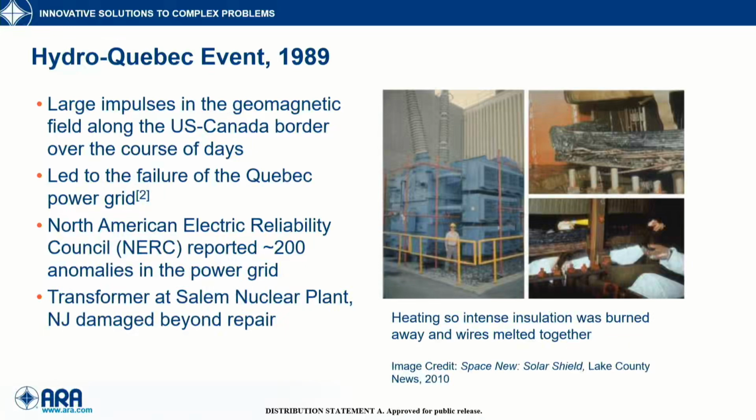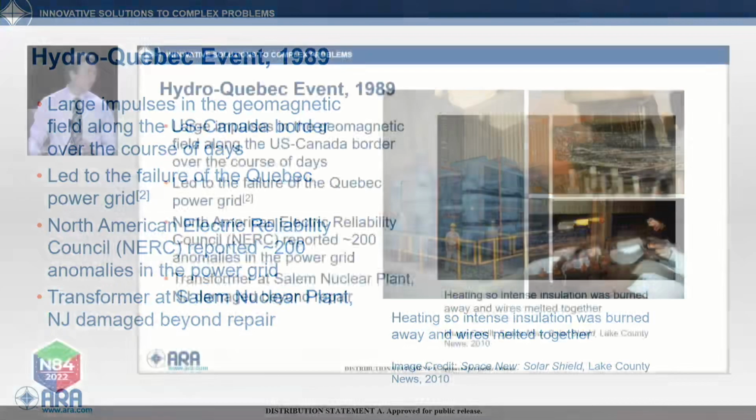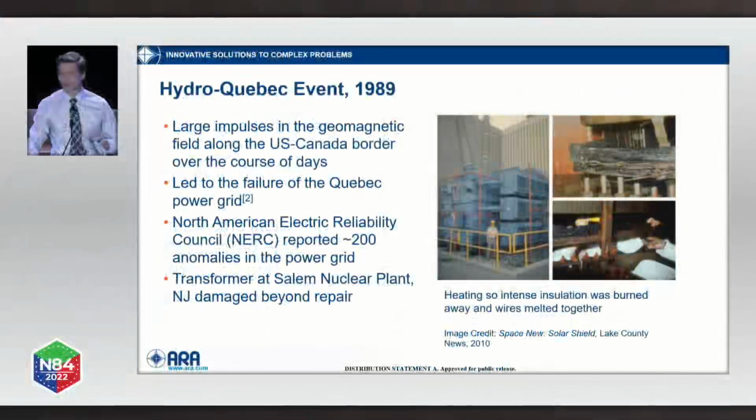And so this resulted in large currents being driven on these transmission lines, and actually tripped a lot of circuit breakers that were handled in the grid in the Quebec area, and the entire city was without power for hours that day.